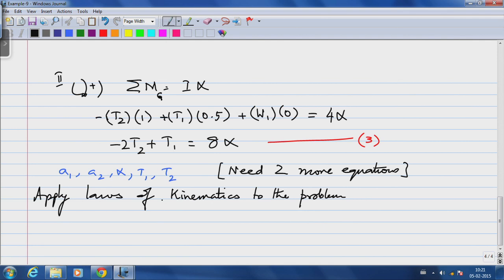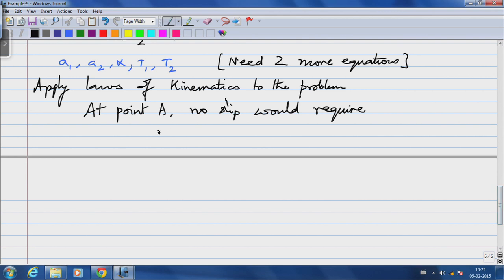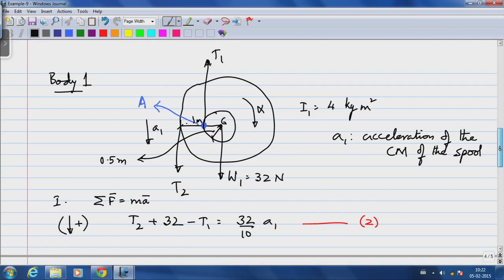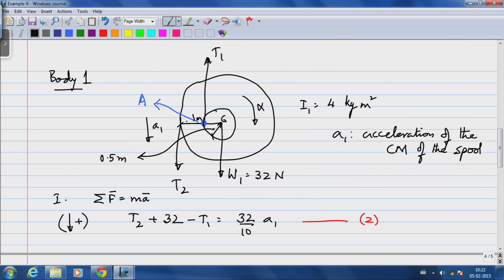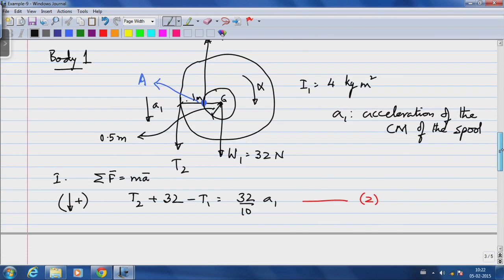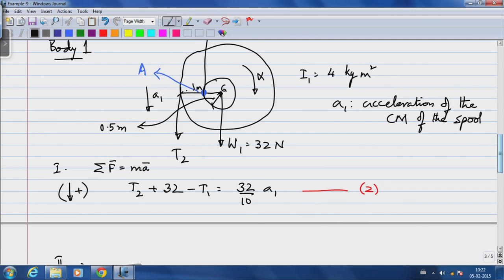Okay. So, at the point A, no slip would require A1 equals 0.5 times alpha. So, A1, the acceleration of the center of mass of this body 1 moving downwards, would have to exactly equal the rate at which that cable is unwinding.